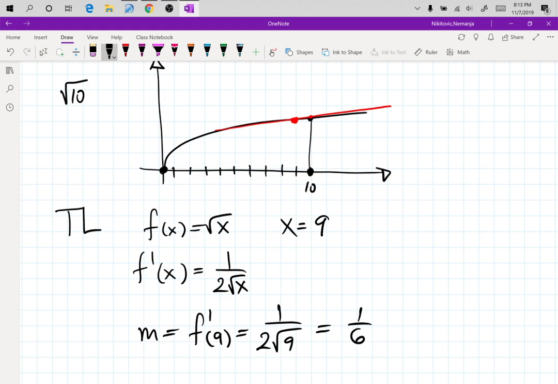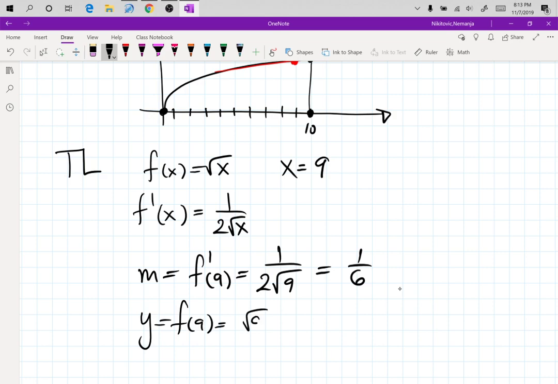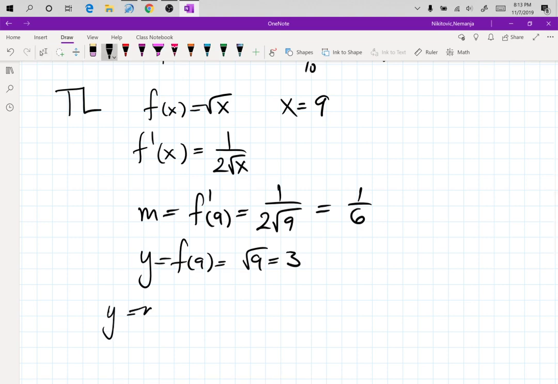So now you also need the y value, right? So y is f of 9, and that's going to be square root of 9, and that's 3. And you have everything. y equals mx plus b. Your y value is 3. Your m value is 1 over 6. Your x value is 9, plus b.